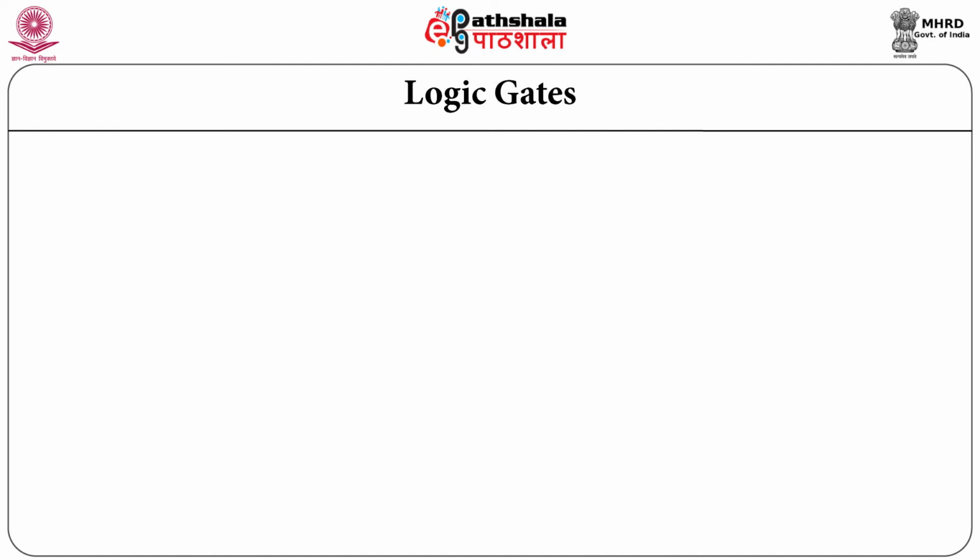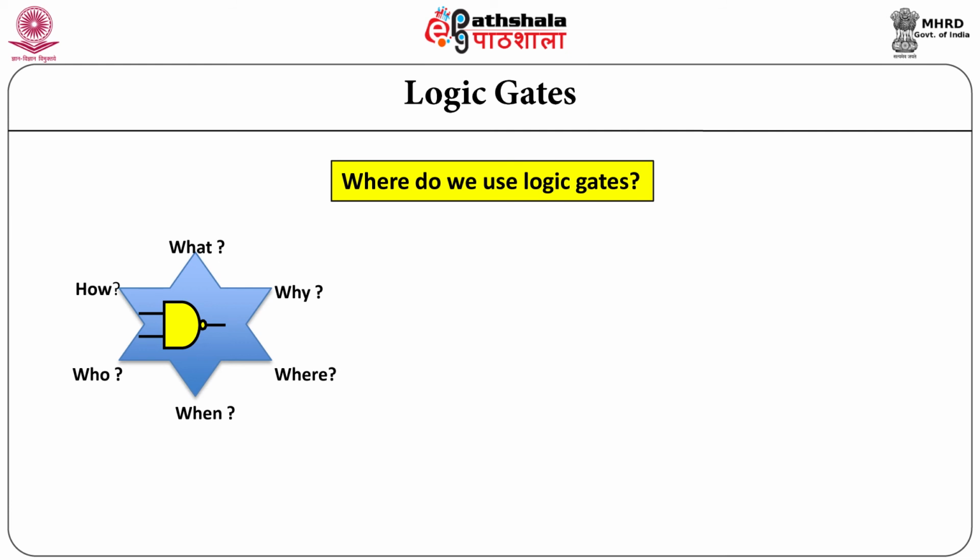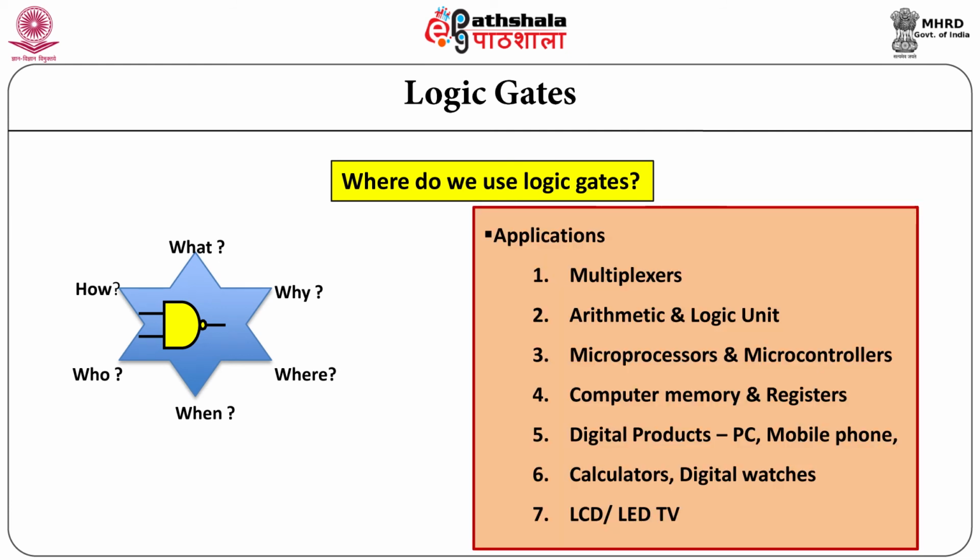The third question will help you in identifying the applications of the topic. Where do we use logic gates? Logic gates find applications in numerous digital devices and products. Logic gates are used in constructing various logic devices like multiplexers, demultiplexers, code converters, arithmetic and logic unit, where the number of logic gates is between 10 to 1000.